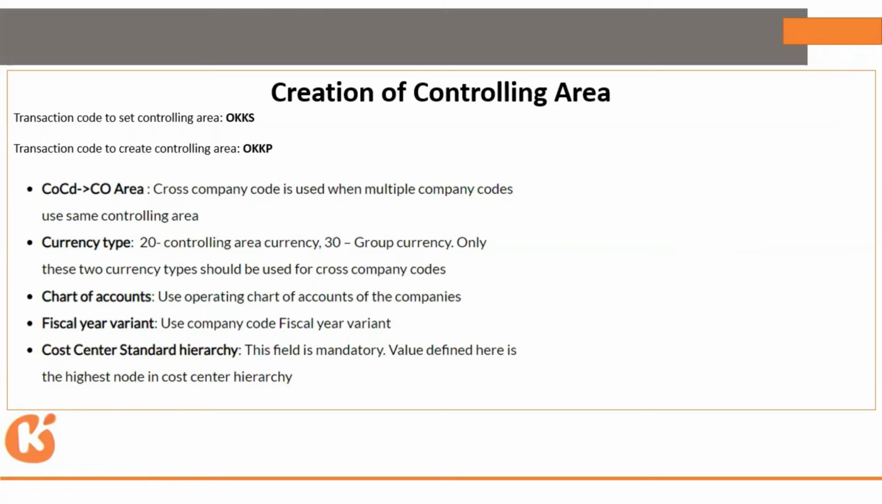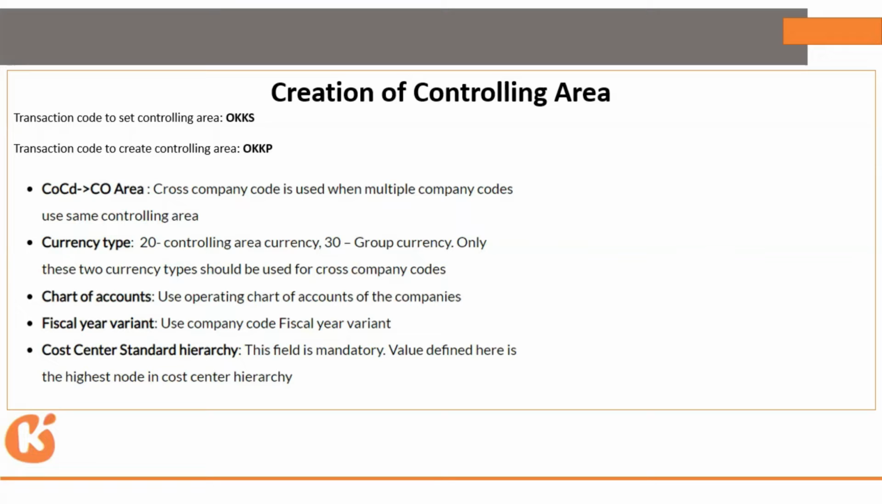And here in controlling, when you have a one-to-one assignment, like one controlling area with only one company code, the local currency itself will be the controlling area currency. In case we have multiple company codes assigned to that controlling area, we have 20 for controlling area currency, which is also a local currency, and 30 as a group currency. So two currencies are facilitated. This is the only difference between assigning a single company code versus multiple company codes to the same controlling area.